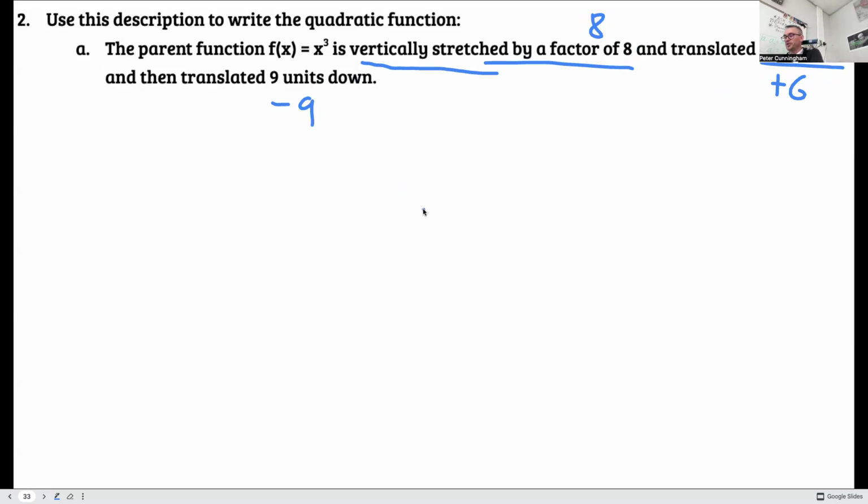Now, I really recommend you using the transformation rules sheet that you have. Because if you're not sure exactly where vertically stretched comes from, literally look for the words vertical stretch. And you'll find it on that sheet, gives you an A value. So that 8, this we'll call it G of X. G of X, the 8 is going to go out in front.